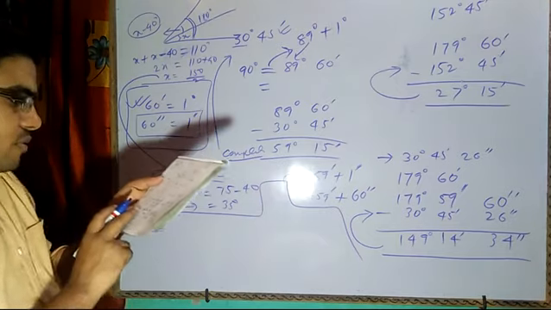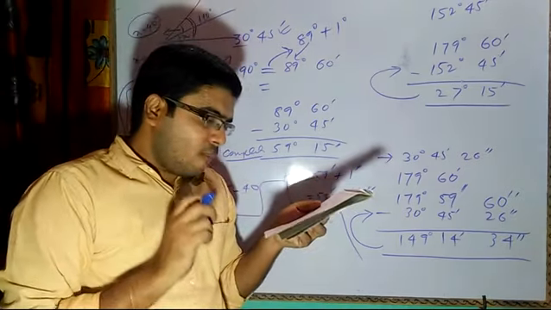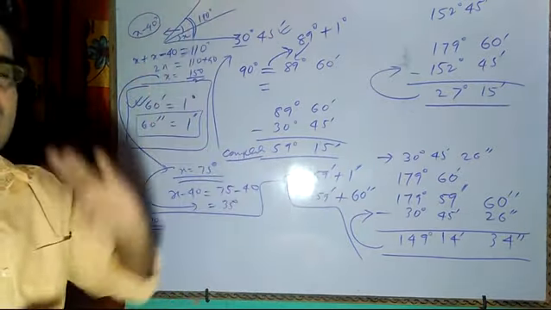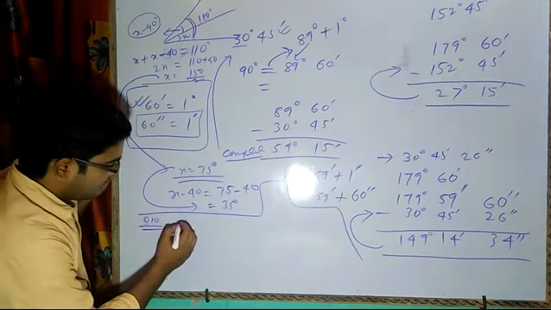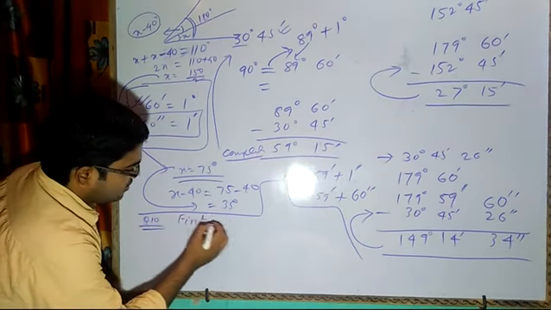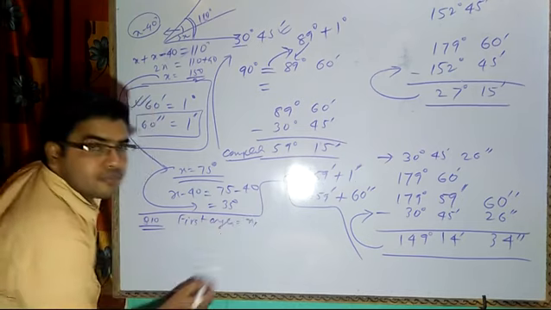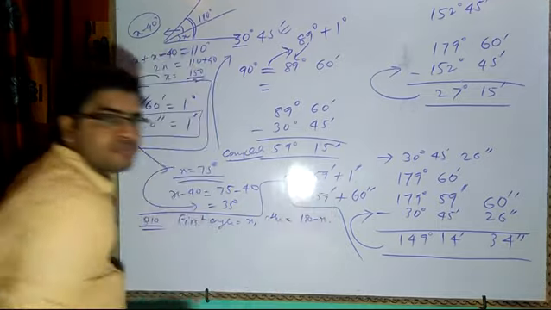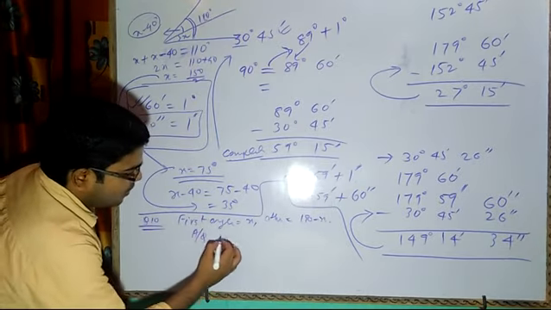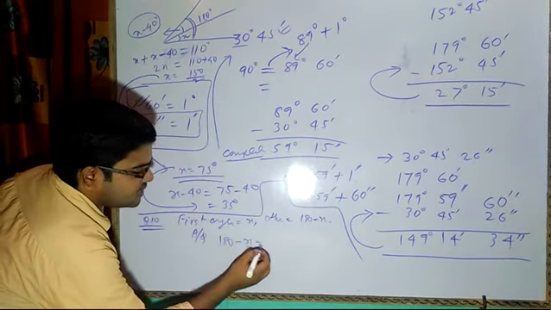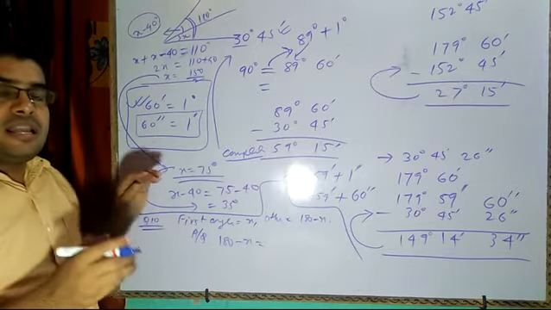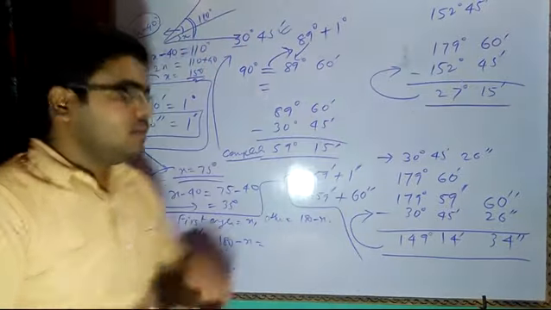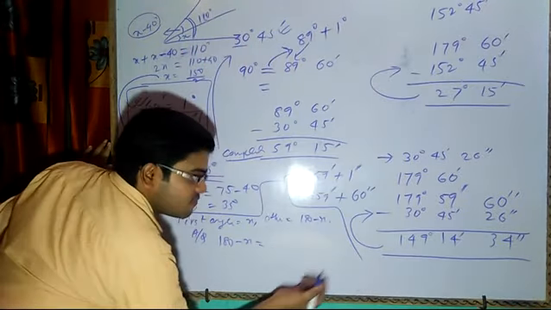says that two angles are supplementary, and one is 30 less than 5 times the other. Two angles are supplementary. If they are supplementary, the first angle will be equal to x, and the other angle will be equal to 180 minus x. Now according to the question, 180 minus x is the supplement. One angle is 30 less than 5 times the other angle.